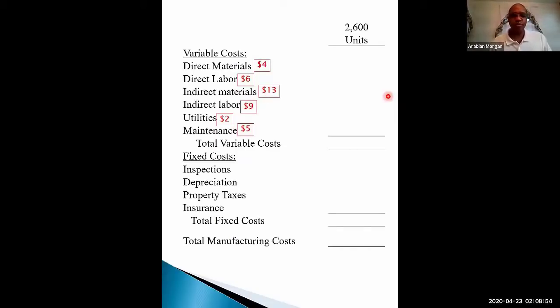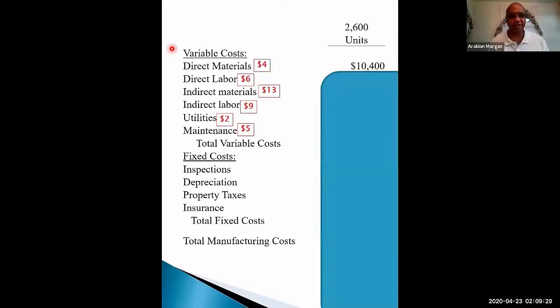When you're done with your 2,600 unit column, just look up at me. That'll tell me to continue with the other columns. Okay, so in the 2,600 unit column, here's what I came up with. You tell me if you got this, or you let me know if you got something different.